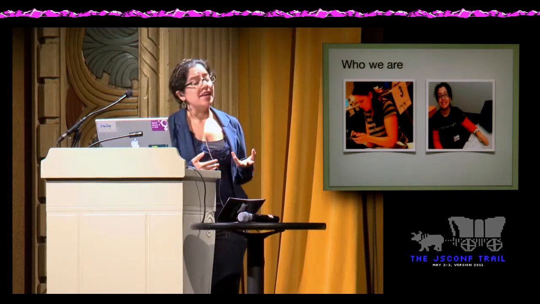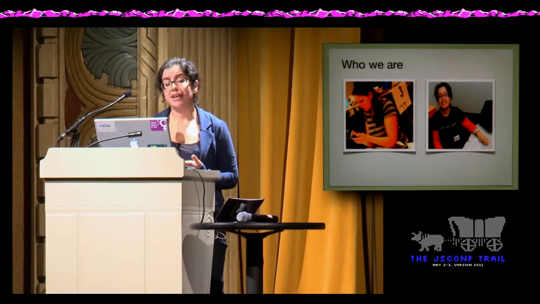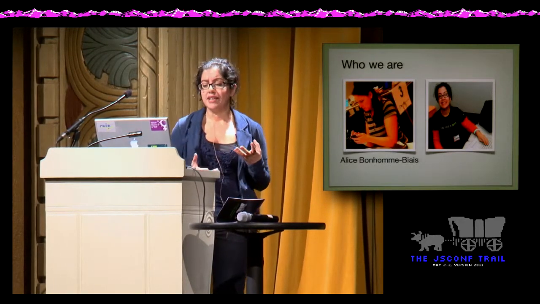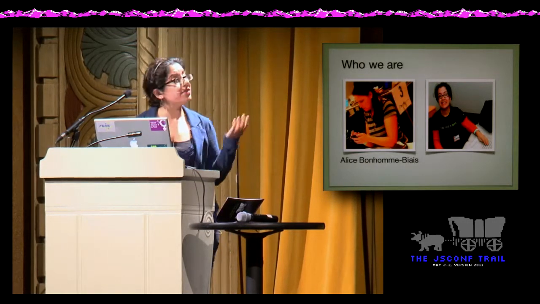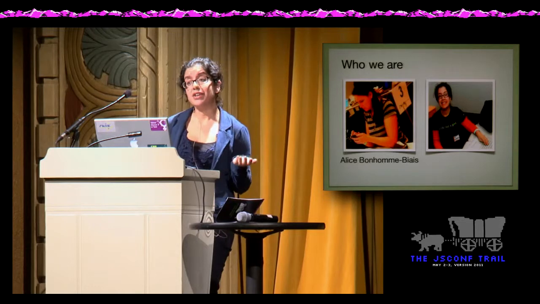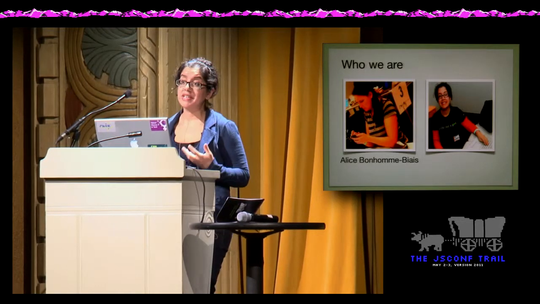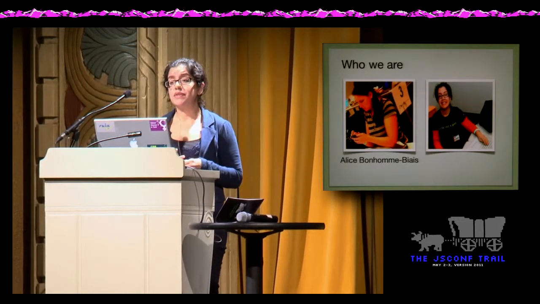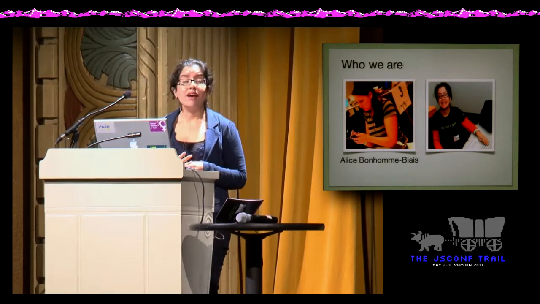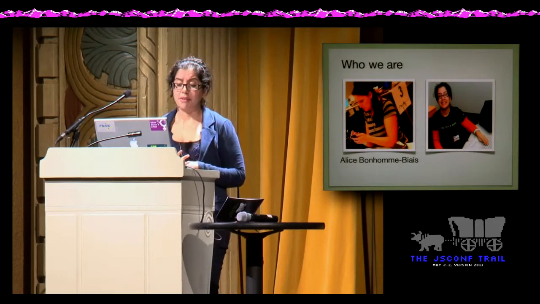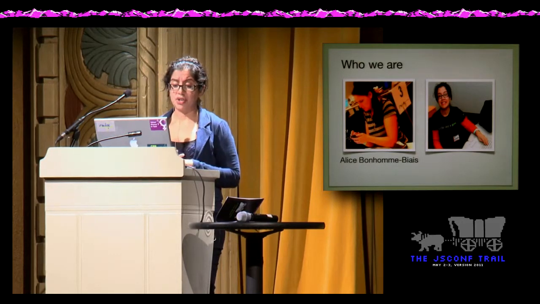So who are we? Alice actually unfortunately couldn't be here today. She is in New York and was not able to make it. But she's a front-end engineer, a senior engineer on Google's crisis response team, which uses software to respond to humanitarian crises in real time around the world. And prior to that, she was on the Maps team, working as a back-end engineer.